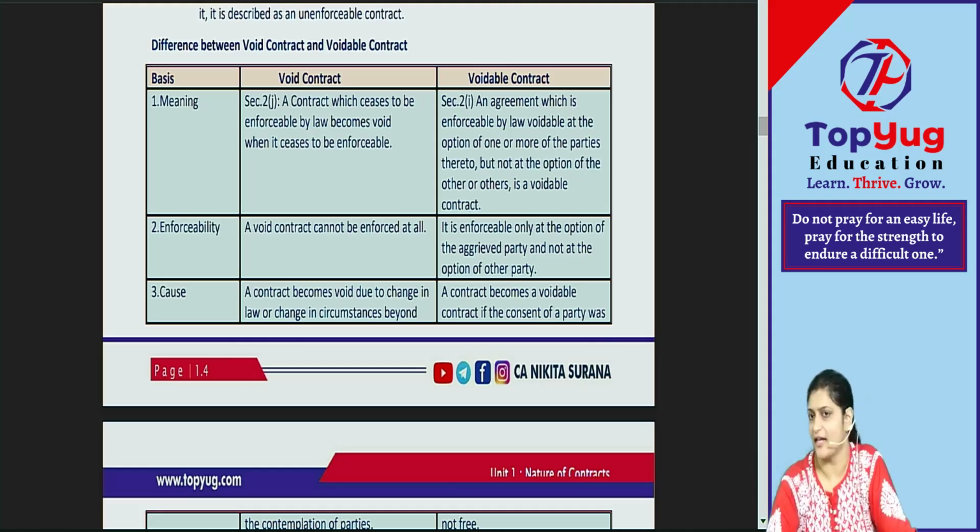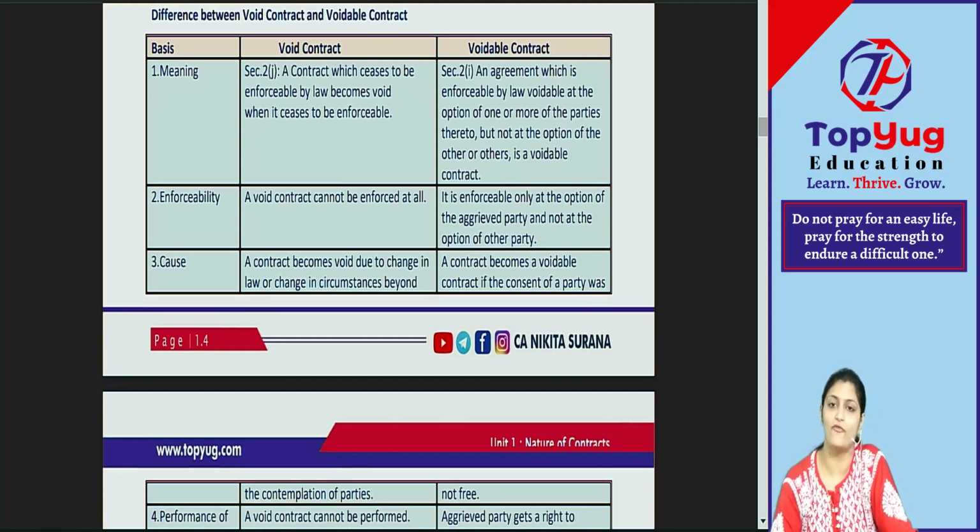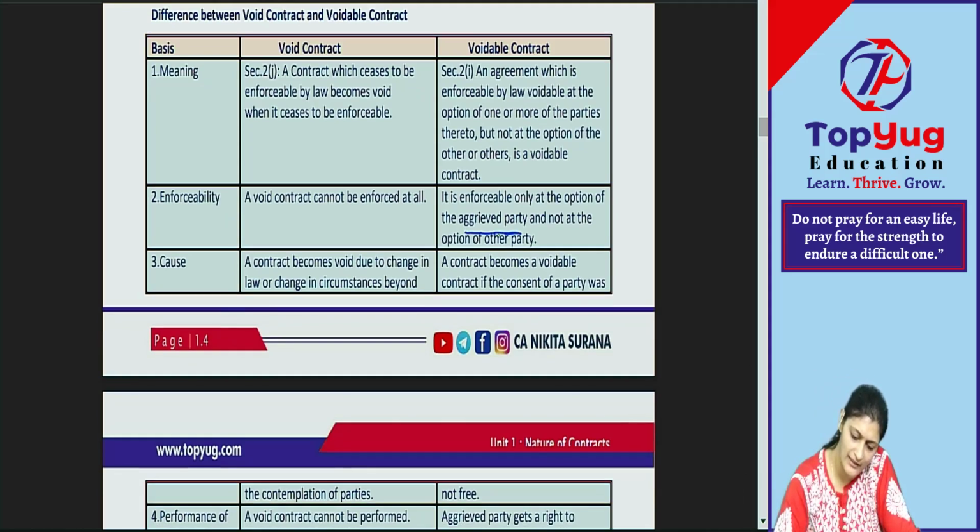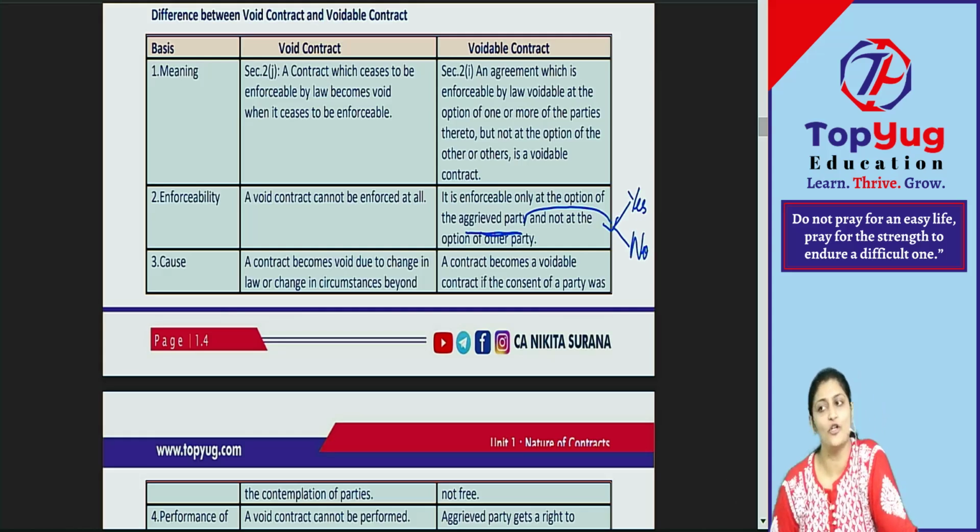Enforceability. A void contract cannot be enforced at all. There's no enforceability. But voidable, can it be enforced? You tell me when it can be enforced. Yes. So generally, when it will be enforceable, only when the option is given to whom? The aggrieved party. This aggrieved party is given what option? Either to say yes to the contract or no. So when do you think it will be enforceable? When he says yes.